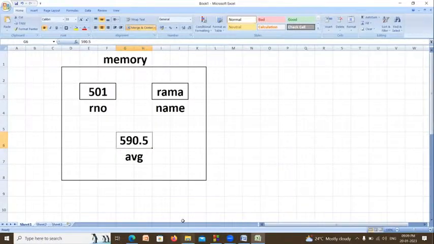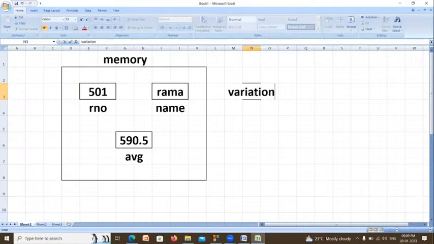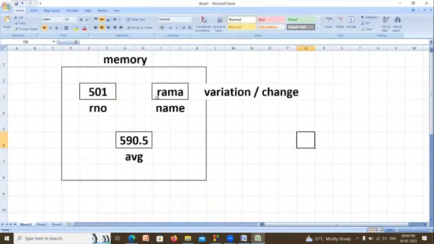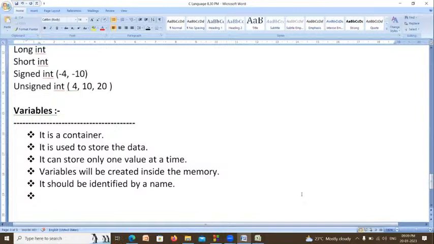Why is it called a variable? Why is it not called a container, or a box? It is called a variable because it can change its value. Change is also called variation, and variation is also called change. It can vary its value. So it is called a variable.